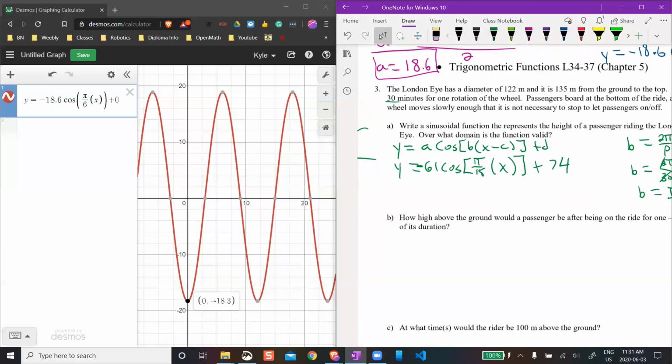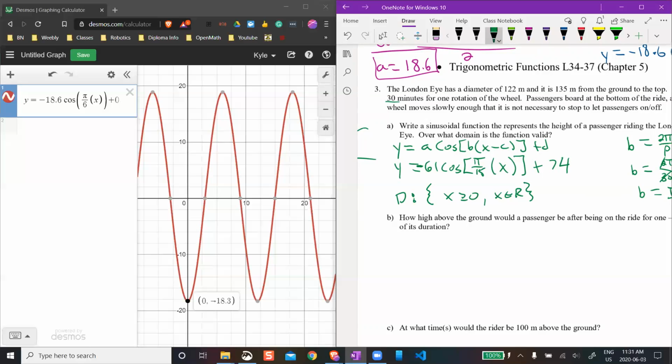Now it says, for what domain is the function valid? Well, we'll just assume that we have to start at time 0. So I'll say the domain would be x has to be greater than or equal to 0, where x is a member of the real numbers. Okay.